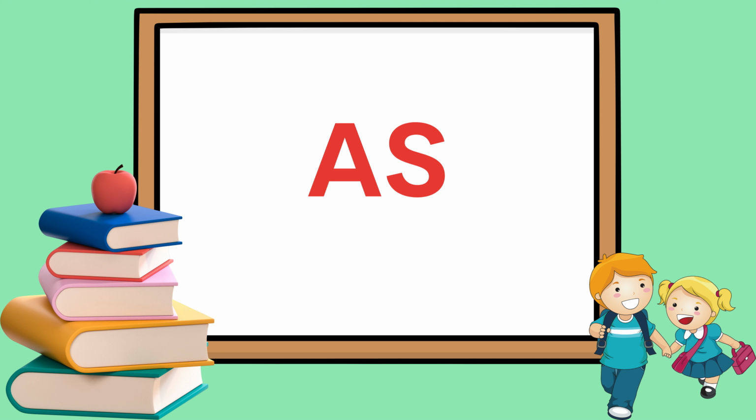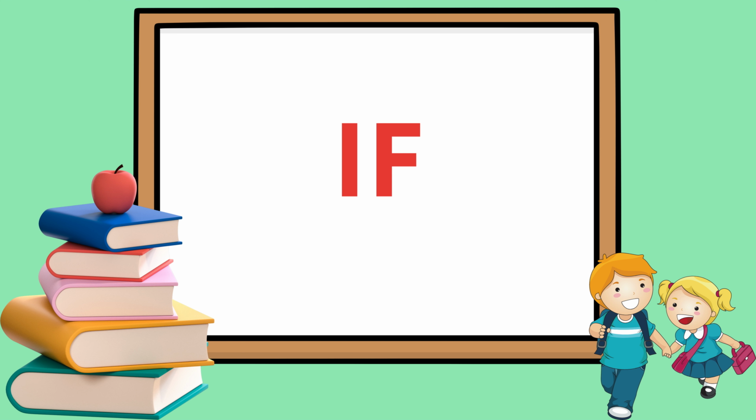Let's learn another word. This one is as. As is a word that we use to compare things. For example, I am as tall as my mom. Now let's learn another word. This one is if. If is a word that we use to talk about something that might happen. For example, if it rains, we will stay inside.